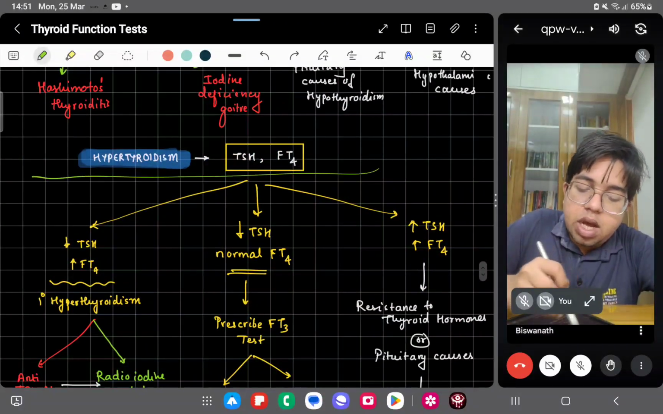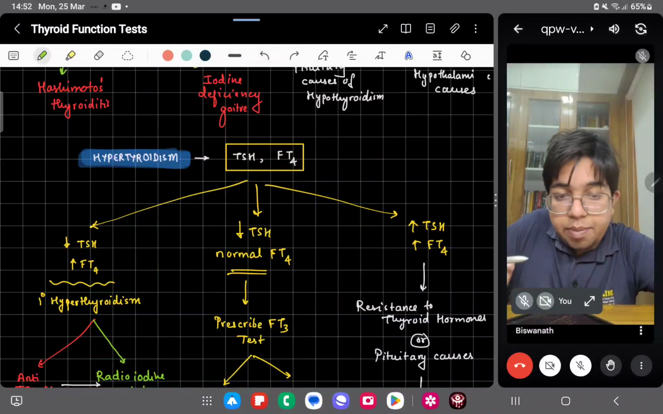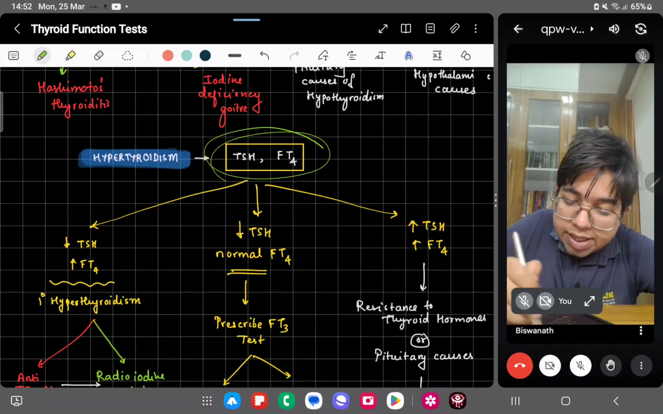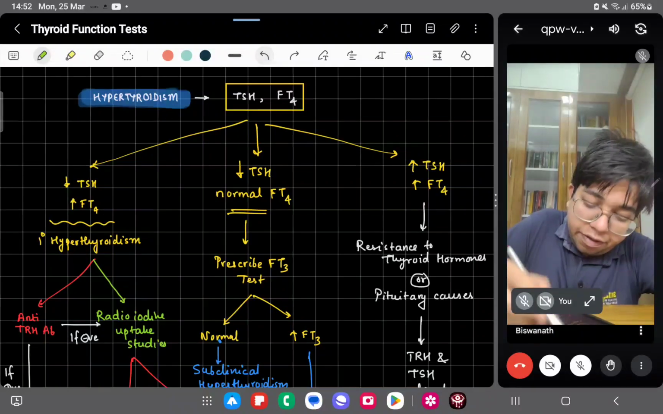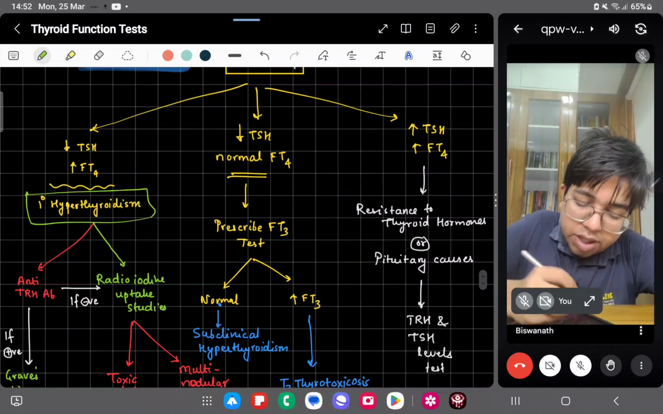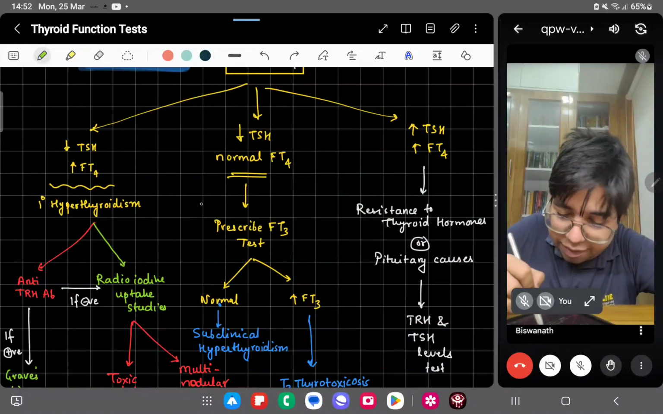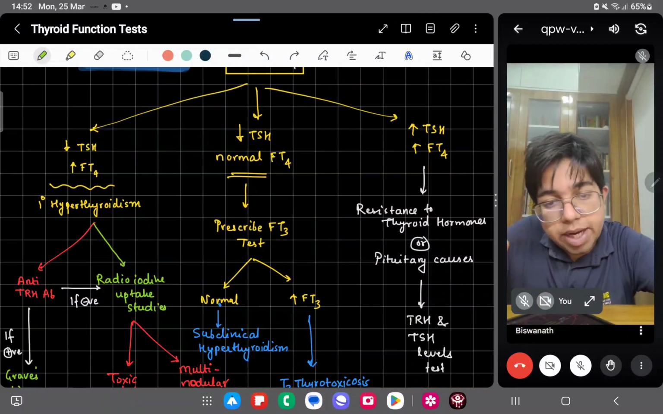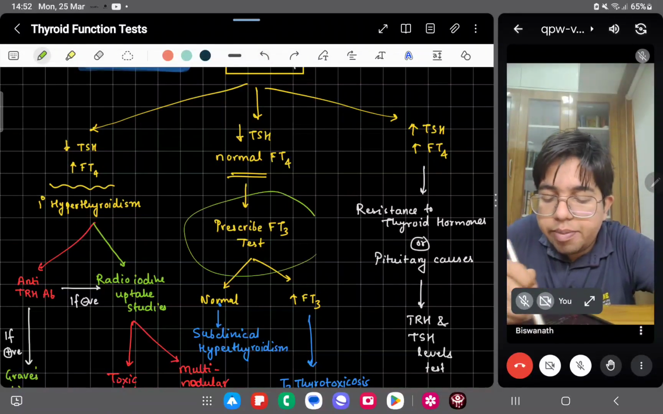In hyperthyroidism, TSH and FT4, same prescription. When the question comes to hyperthyroidism, you first ask for TSH and FT4. If there is decreased TSH and increased FT4, it is primary hyperthyroidism. If there is decreased TSH and normal FT4, prescribe FT3. FT3 is not prescribed in normal cases. Only if there is a decreased TSH and normal FT4, then prescribe FT3.